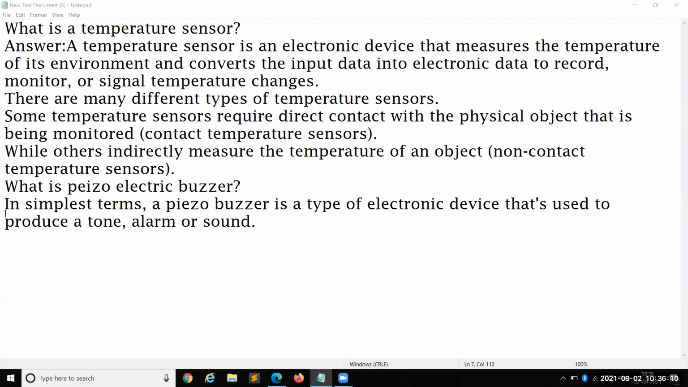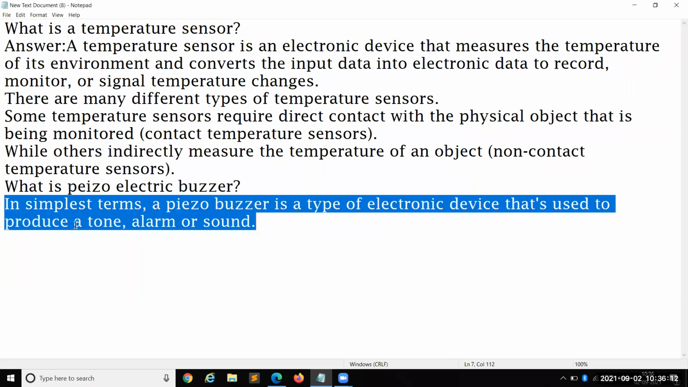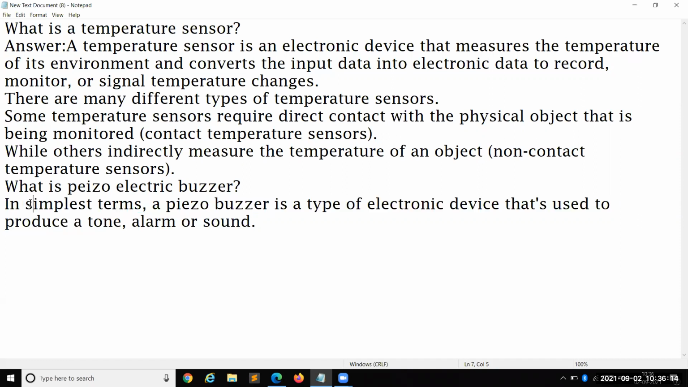Okay, now next is the piezoelectric buzzer. In very simple terms, it's a device that is used to produce a tone, an alarm, or a sound. Okay, it's a speaker. Its main work is to produce a sound, a tone, or an alarm. You don't have to write it, you can take a picture. Everyone, take a picture. Okay.